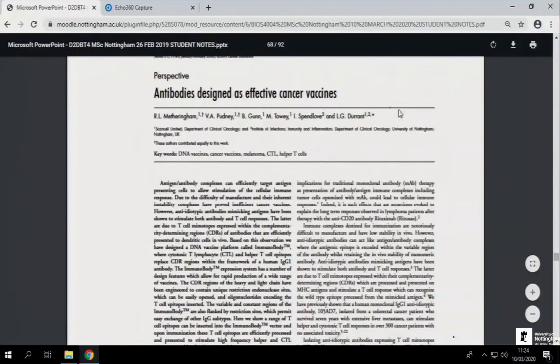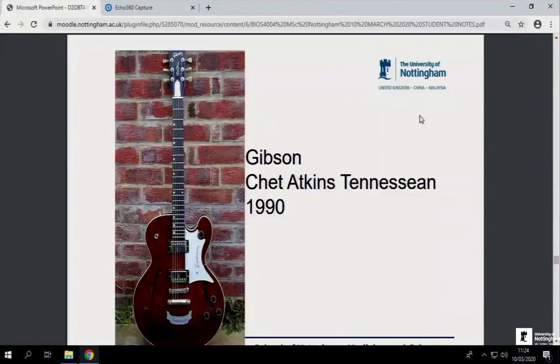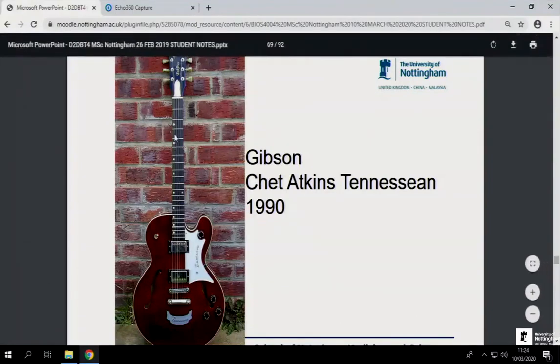Antibodies designed as effective cancer vaccines. That's probably, of all things today, that's it. Well, it's a Tennessean. They're a bit rare as well. And the other thing about Tennesseans, as we must be moving on to another area now, is that the dots are not in the middle of the neck, they're on the edge of the neck there. They're quite rare. Recognise those and send me an email.